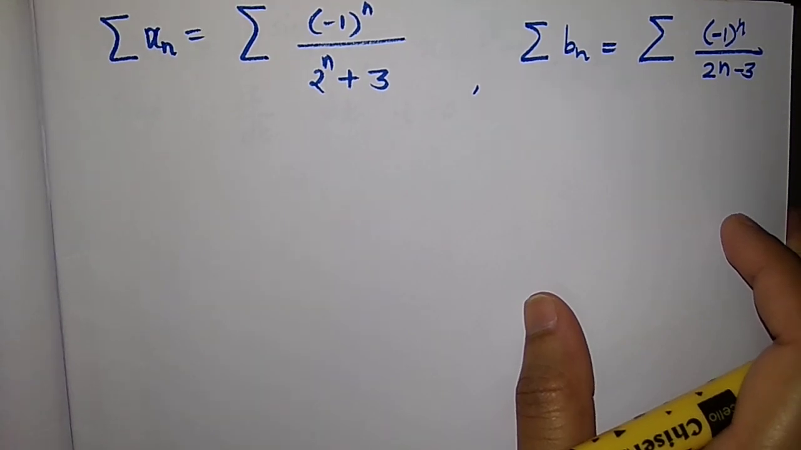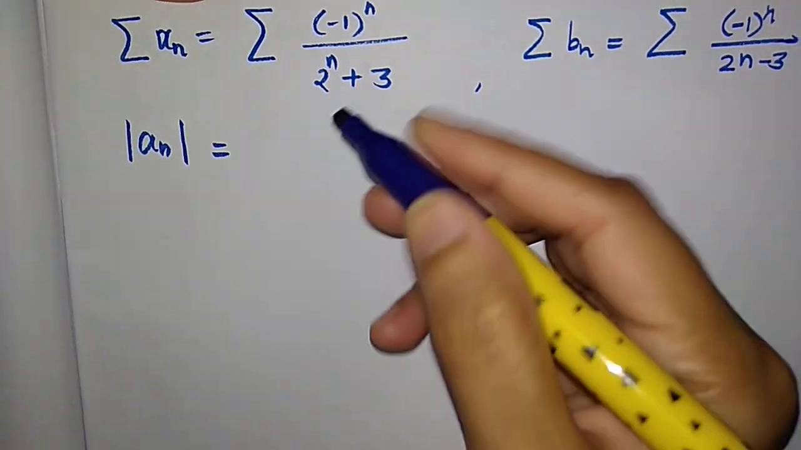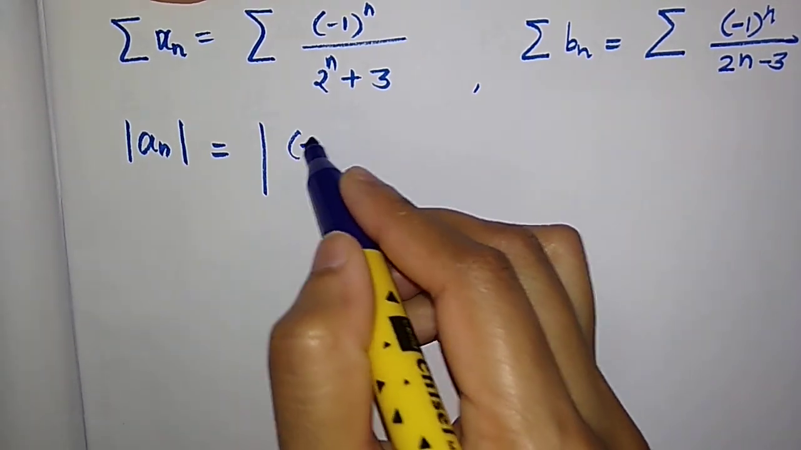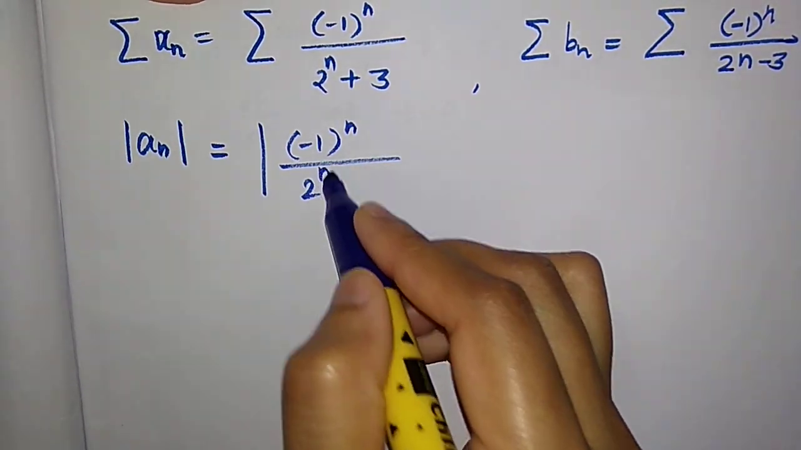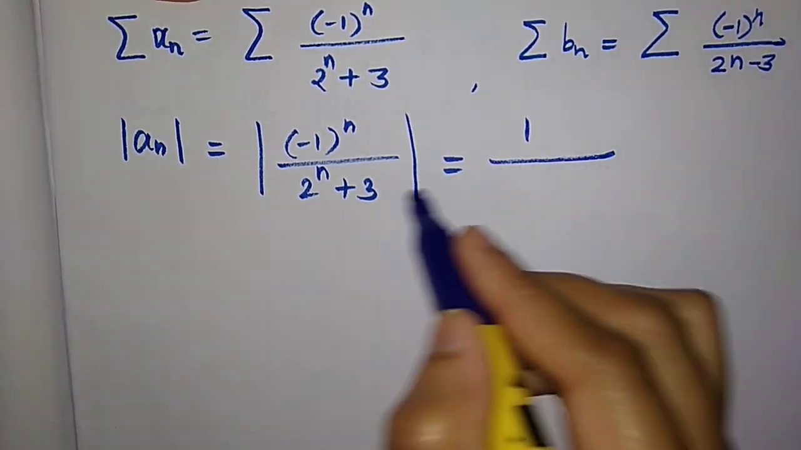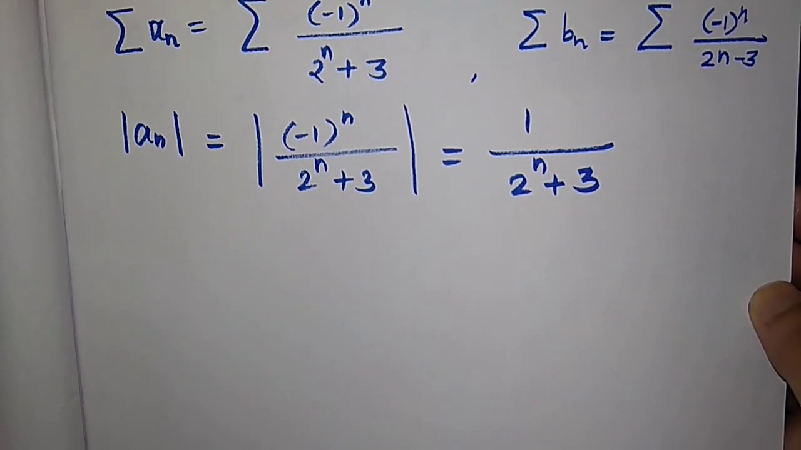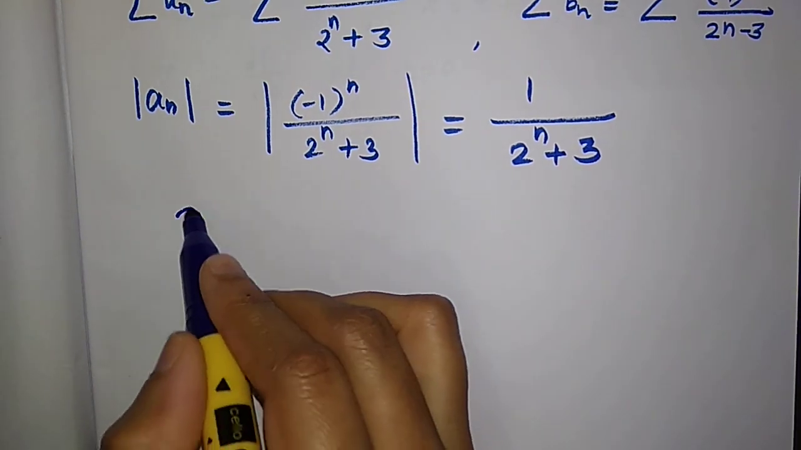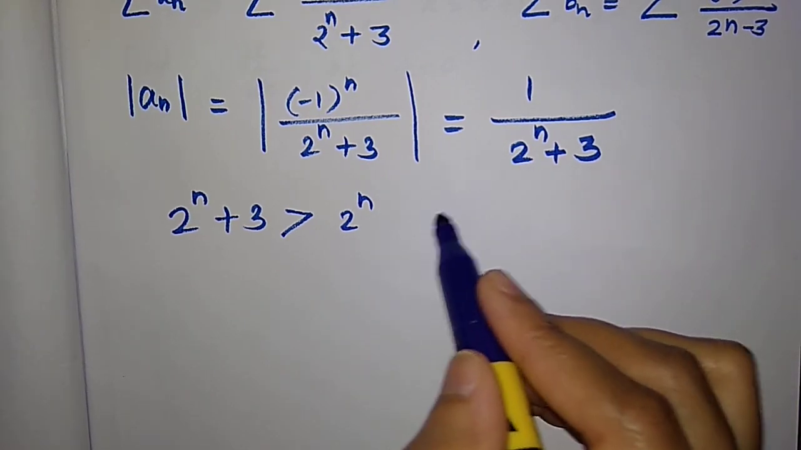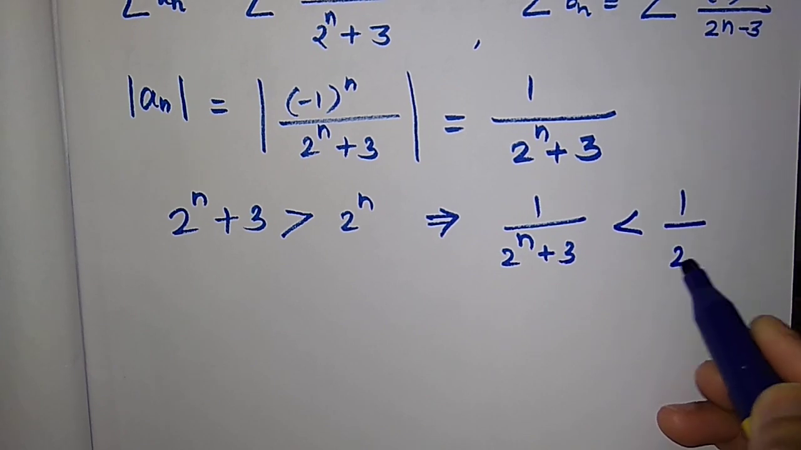So let us solve. So we have this mod of a_n. To find out the absolute convergence, we have to first take the modulus of this series. So modulus of (-1)^n upon 2^n plus 3. Now this (-1)^n is just 1, and 2^n is positive, so it is just 1 upon 2^n plus 3. Now we know that this 2^n plus 3 is greater than 2^n. Hence, this 1 by 2^n plus 3 is less than 1 by 2^n.